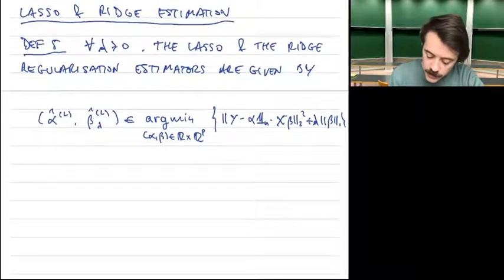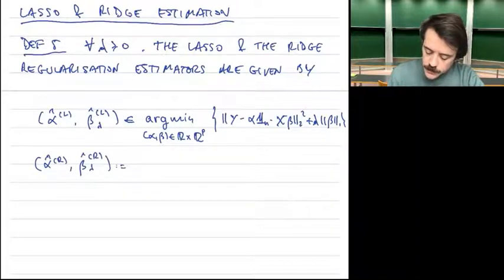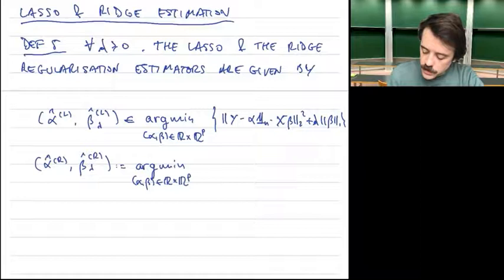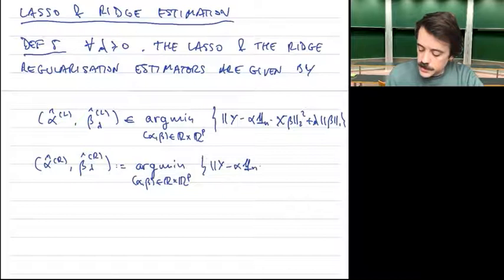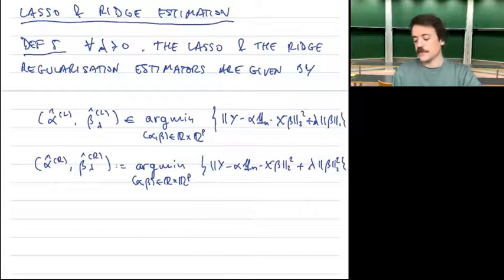And then the other, the ridge estimator that we denoted as this, ridge, is the argmin, again over the same parameter space, of the same residual sum of squares. But now the penalty term is the L2 norm squared. Okay.